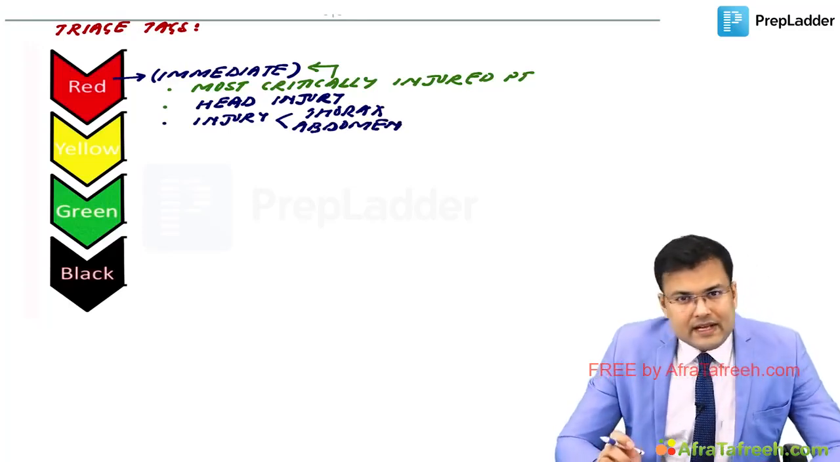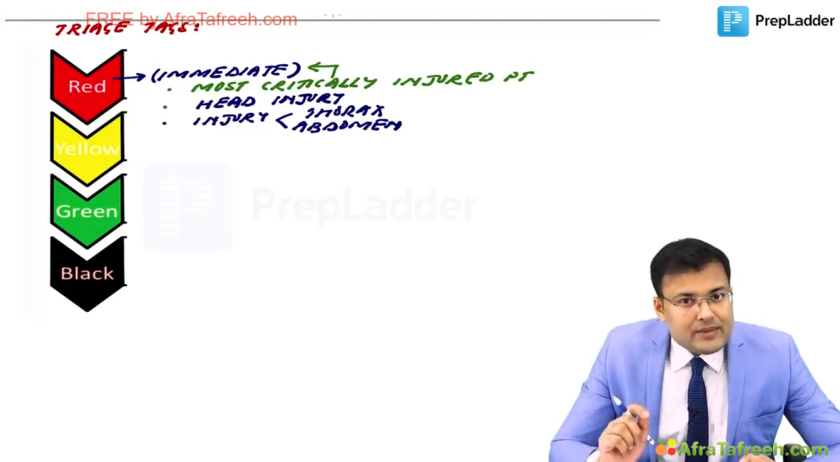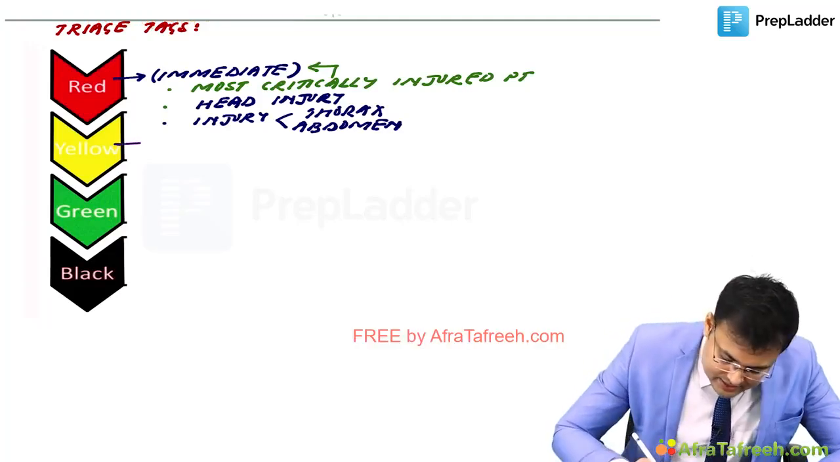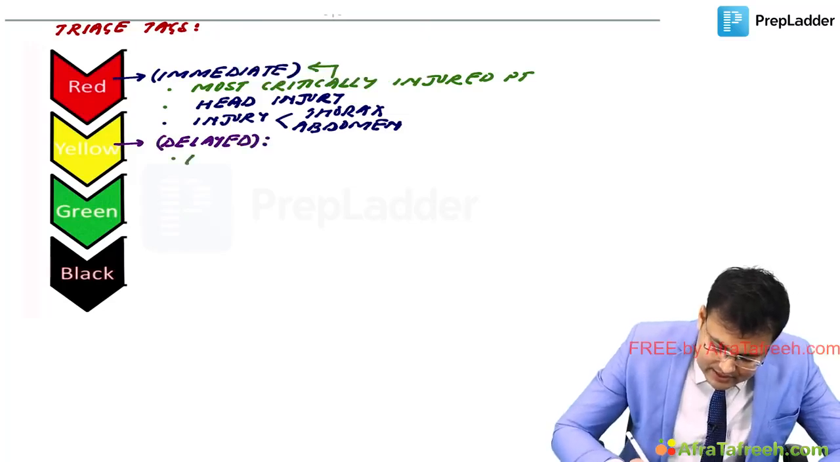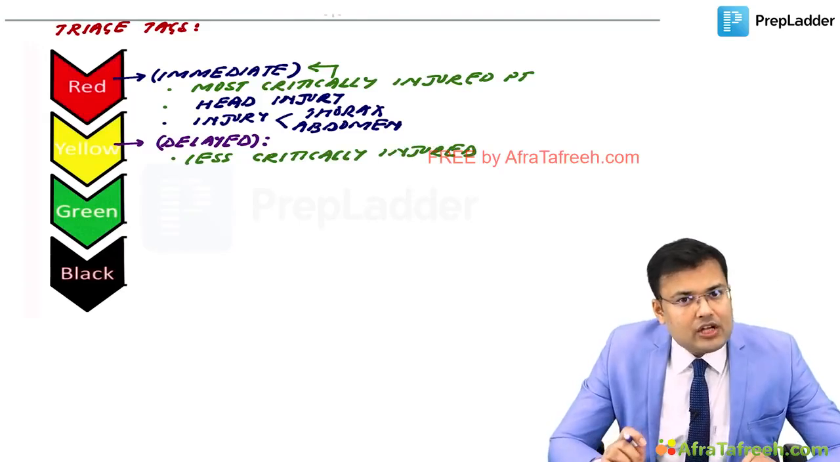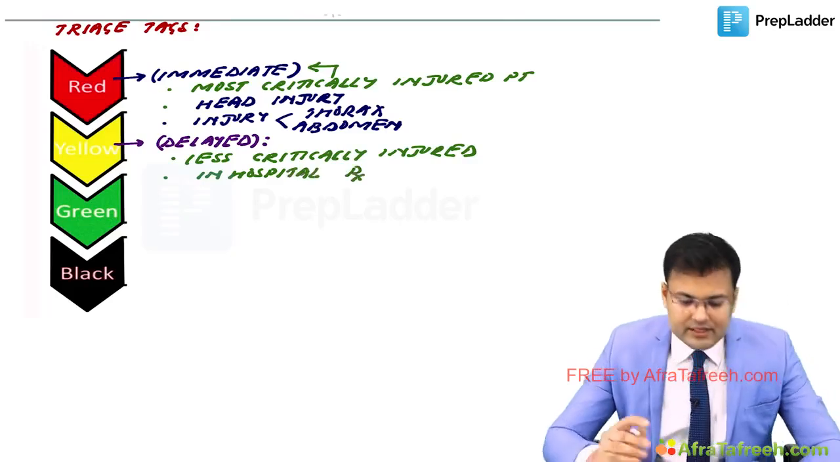The yellow color signifies delayed care. So here the patient is less critically injured, but this patient also requires hospital admission. So here delayed care is required. Clear? These patients are less critically injured, but even these patients require in-hospital treatment.